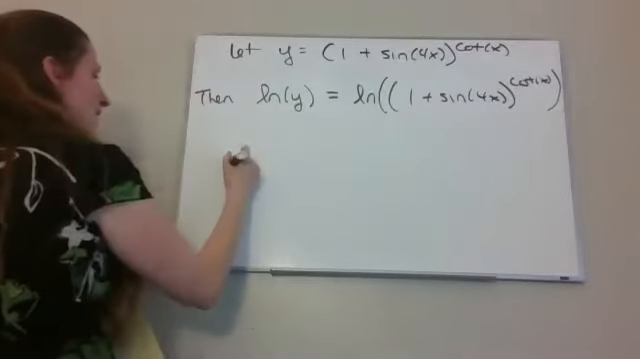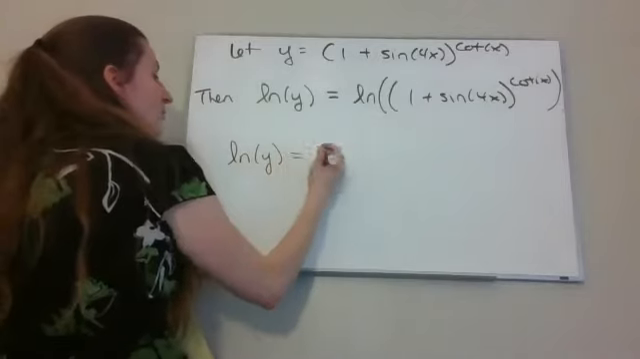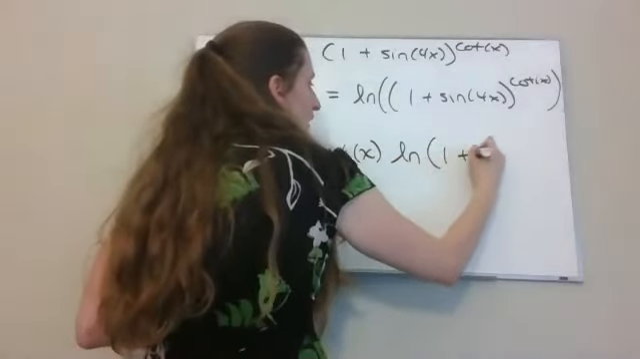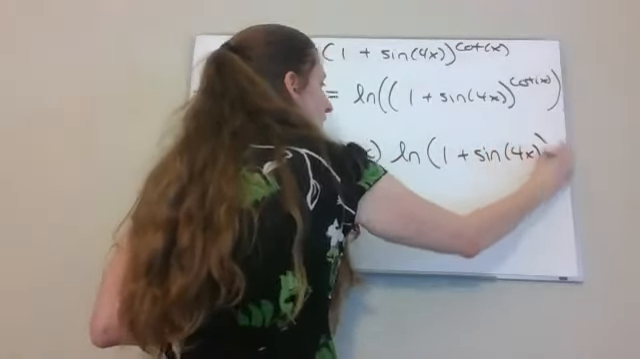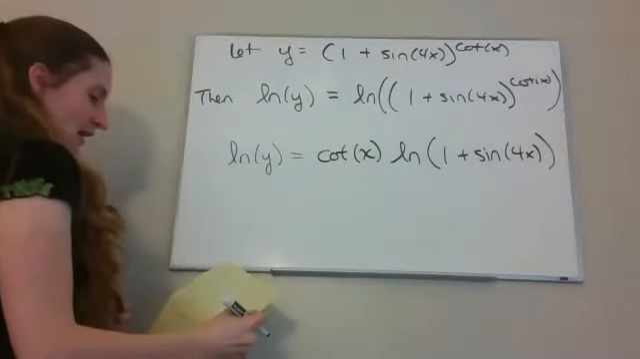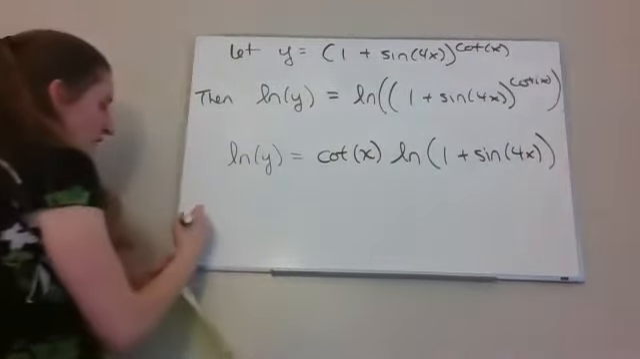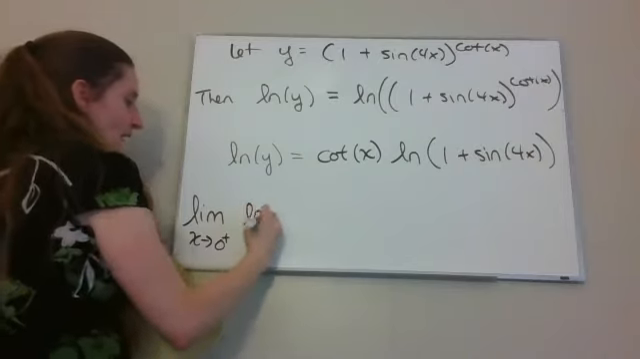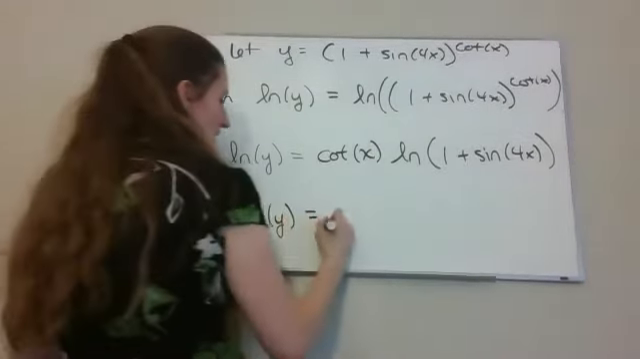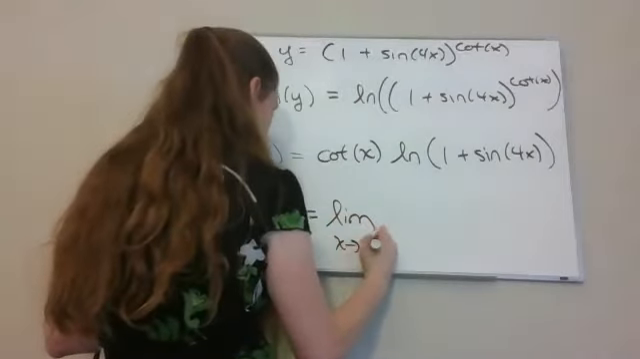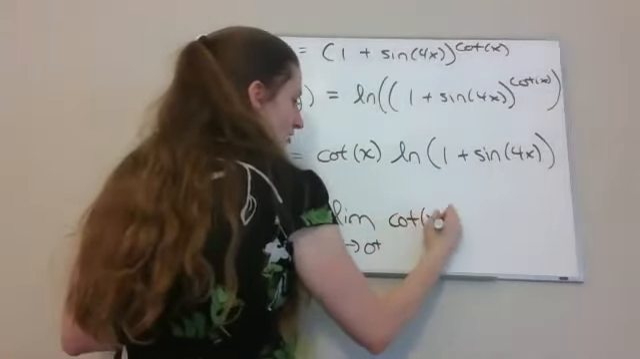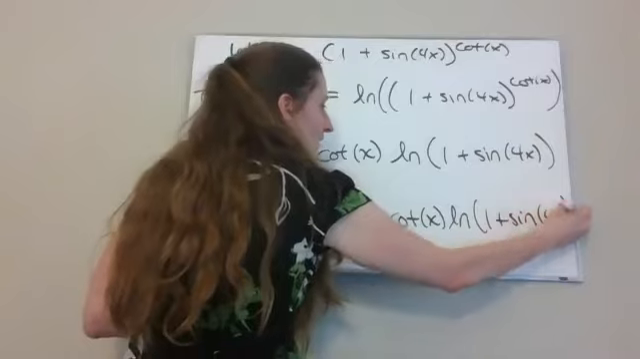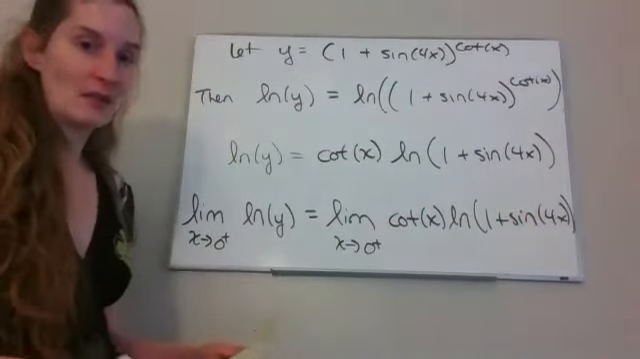And so we get that the natural log of y is equal to cotangent of x times the natural log of 1 plus sine of 4x. And now let's consider the limit as x approaches 0 from the right of natural log of y, which is the limit as x approaches 0 from the right of cotangent of x times natural log of 1 plus sine of 4x. Now what happens when I try to take this limit?